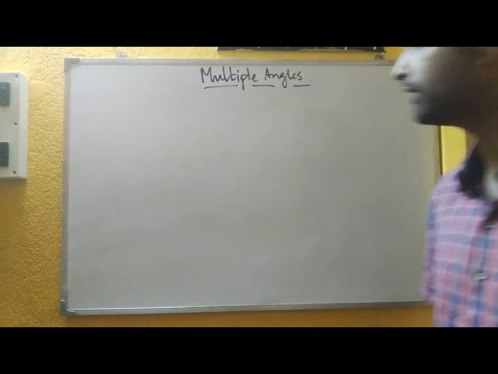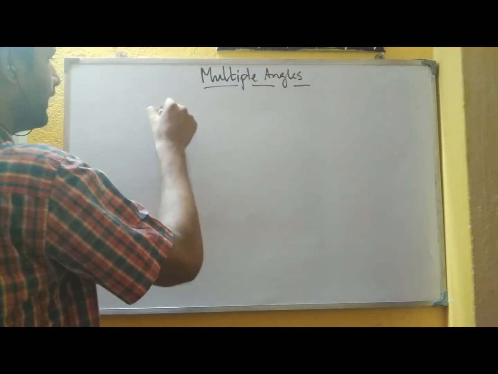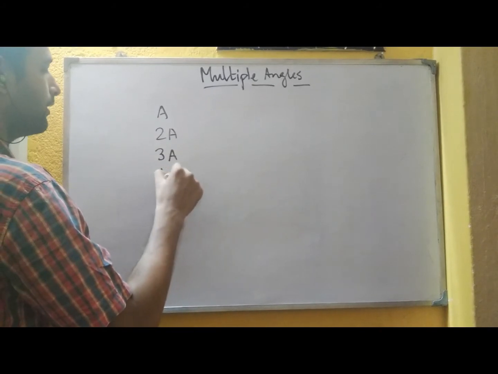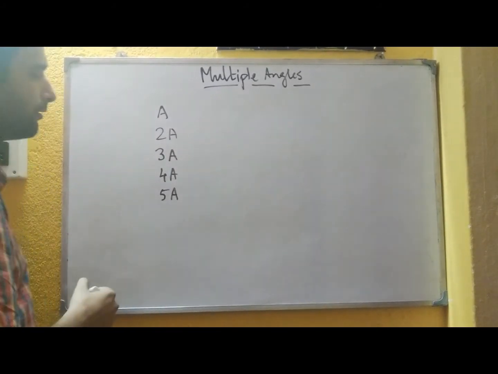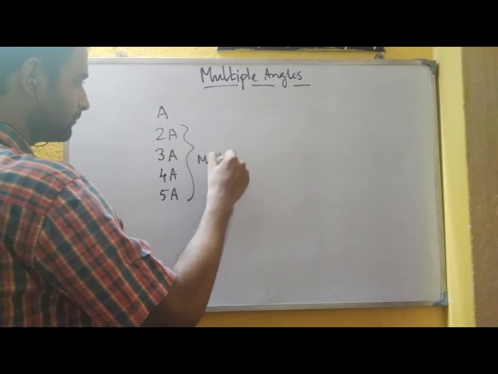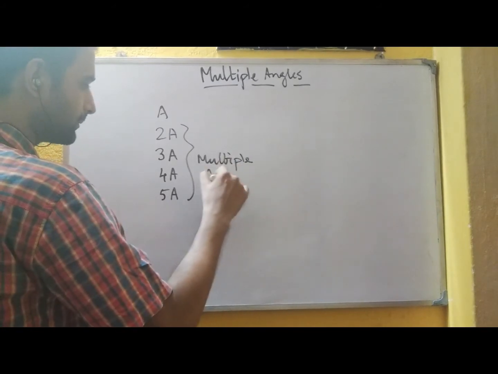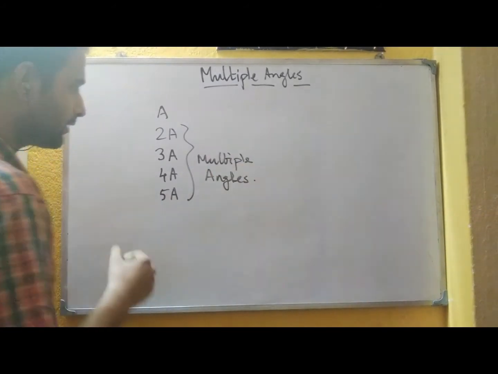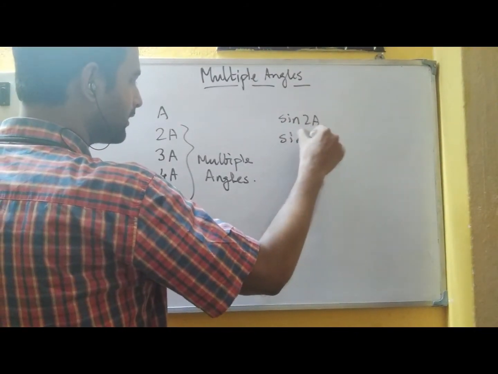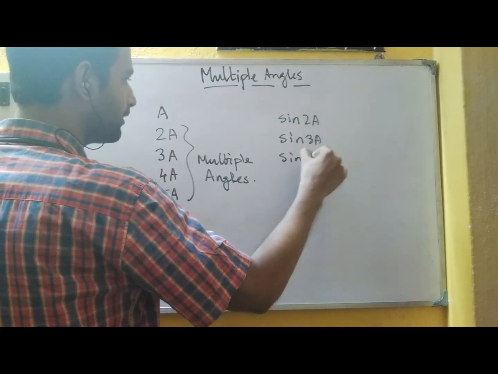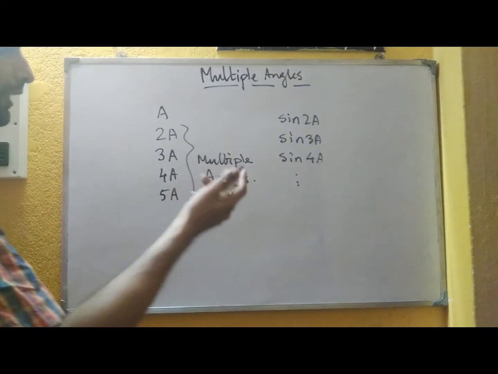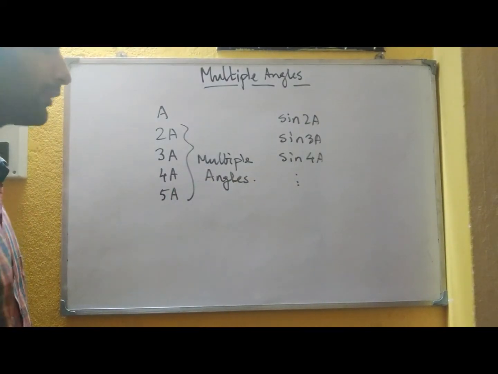So what is basically multiple angles? If you take an angle A, then its multiples like 2A, 3A, 4A, 5A, these are called multiple angles of A. And what we have to do here is to find the formulas for sine 2A, sine 3A, sine 4A, and so on. Or the same with the functions like cos, tan, cot, and so on.